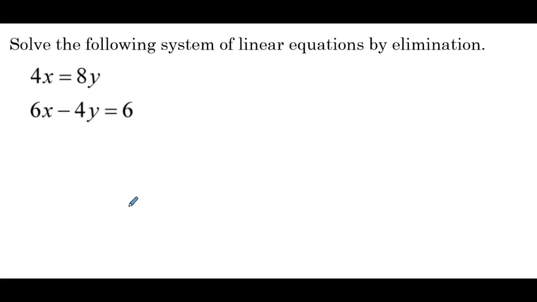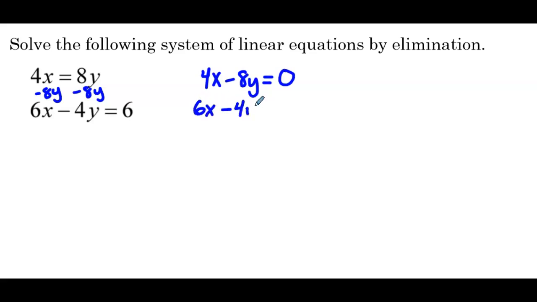Next example, 4x equals 8y, 6x minus 4y equals 6. So if we're doing this using elimination, we want it so that the like terms are lined up. So we can subtract 8y from both sides. We would have 4x minus 8y equals 0, and 6x minus 4y equals 6.